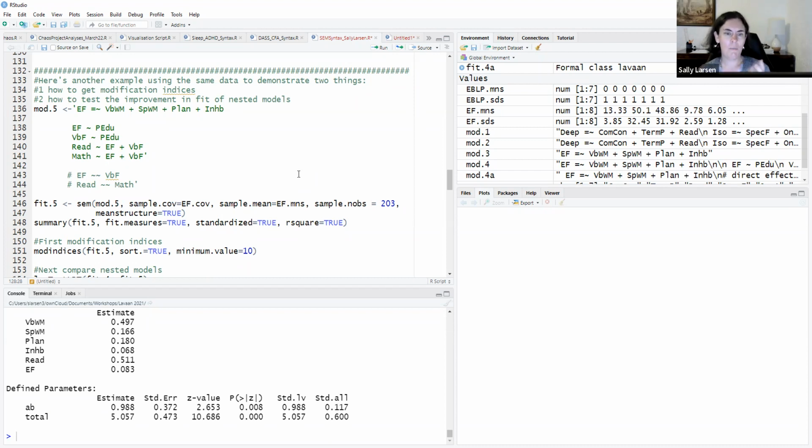So I'm going to give you an example of what happens if you have a model and then you choose to use a modification index to get a better model fit, as compared to the model that's actually reported in the literature.